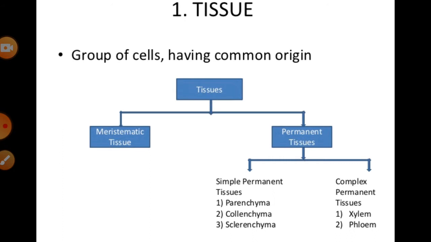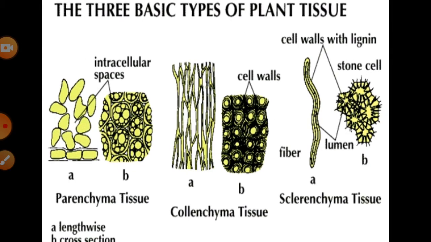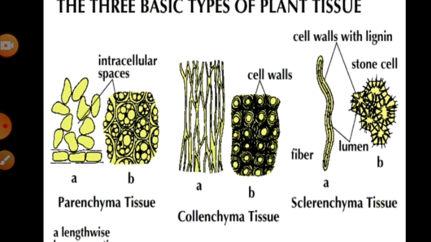So in the same way, this permanent tissue can again be classified in different categories. We can say they are the simple permanent or the complex permanent. In simple permanent tissues, there are parenchyma, collenchyma, sclerenchyma. Complex permanent tissues may be xylem and the phloem, which can be found throughout their life in the plant, right?